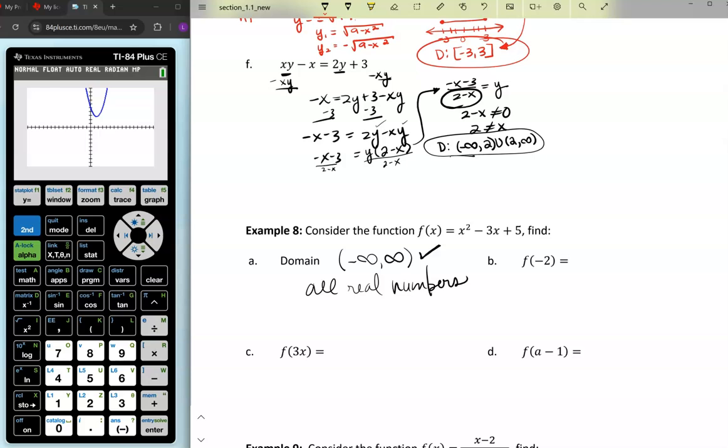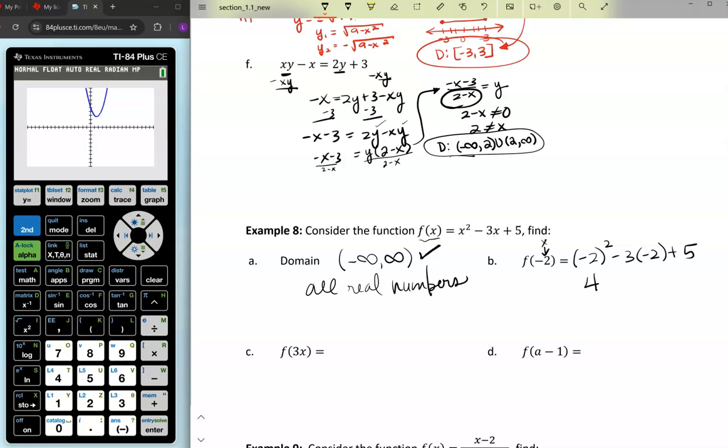And then the next thing we're asked to do is to substitute in these values for x. So this function notation, f of negative 2, tells me that my x value is going to be negative 2 for this function of f. So f of negative 2, I'm going to take a negative 2 and put it into each of these x's. I have negative 2 squared minus 3 times negative 2 plus 5.